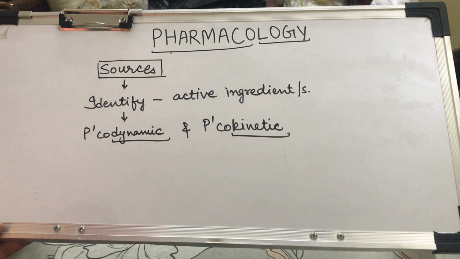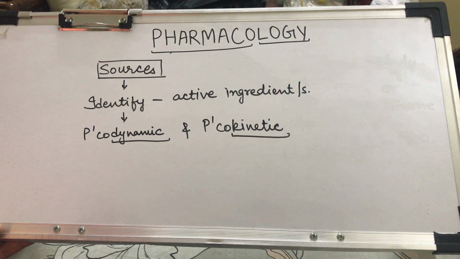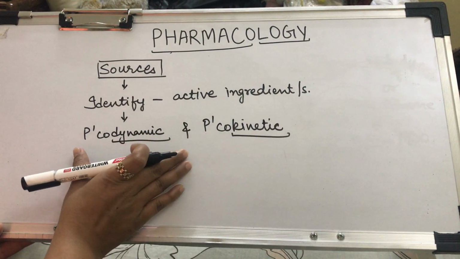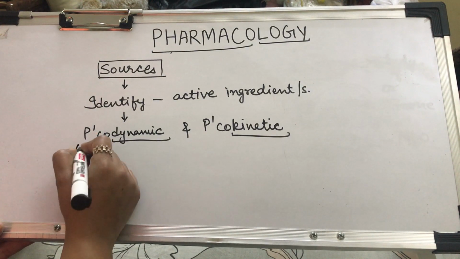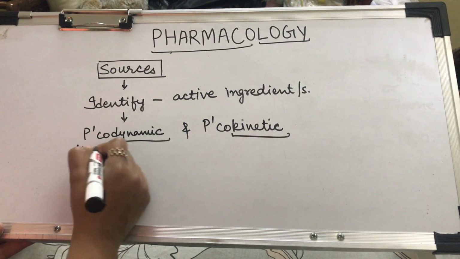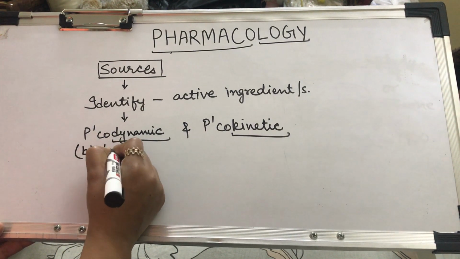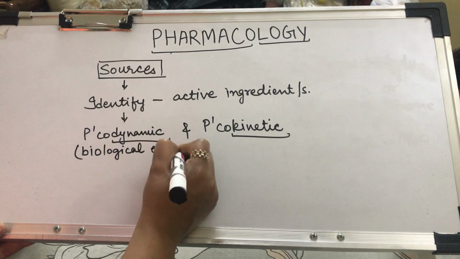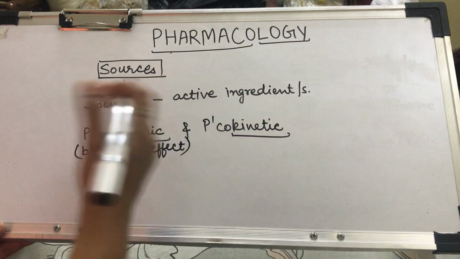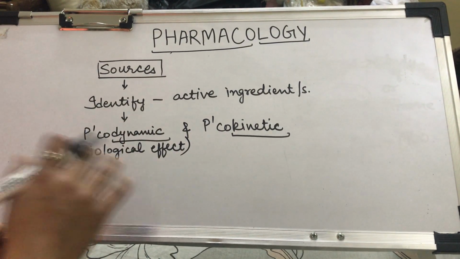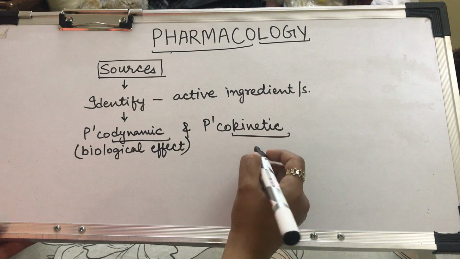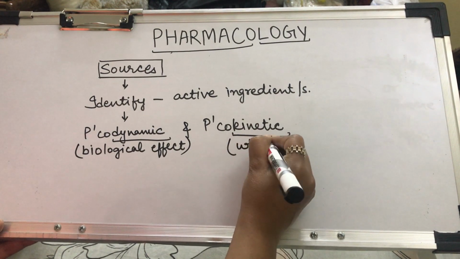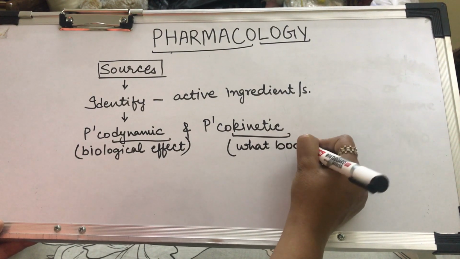These are the two main branches of pharmacology which we'll be discussing in more detail. For the time being, we will say pharmacodynamics is the biological effect which is to be produced by that drug, what effect that drug is going to produce on the body. And pharmacokinetics is what the body will do to the drug.